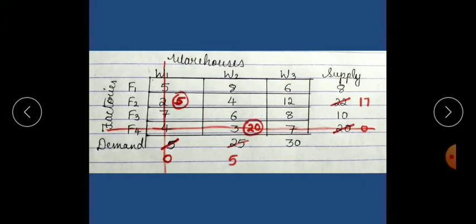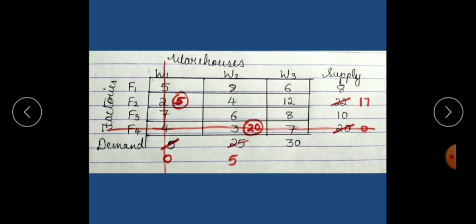Now what is the remaining cost matrix? The remaining cost matrix is this much, that is uncancelled. So which is the lowest cost element out of this? The lowest cost element out of this is 4. So your next allocation will be here. How much should you allocate? Again, the minimum of supply and demand. What is the remaining supply here? 17. What is the demand here? 5. So the least out of 5 and 17 is 5. So allocate 5 here.